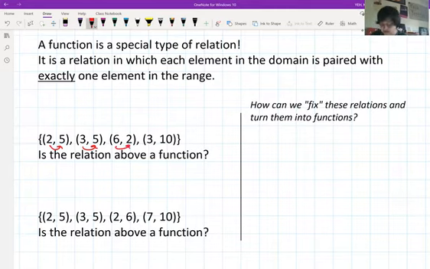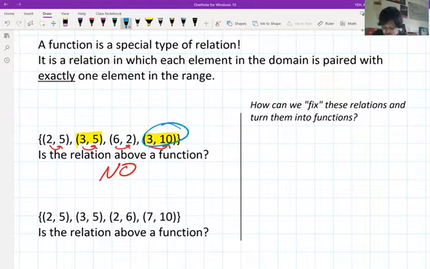This looks like a problem though. We had 3 as an x value going to 5, but then we also had 3 as an x value going to 10. This is not a function because that one x value went to 2 different y's. How can we fix it? I mean, this is kind of just a side note on the right-hand side of the screen because we can't just change relations in most problems. But right now we are going to. How could we make this a function?